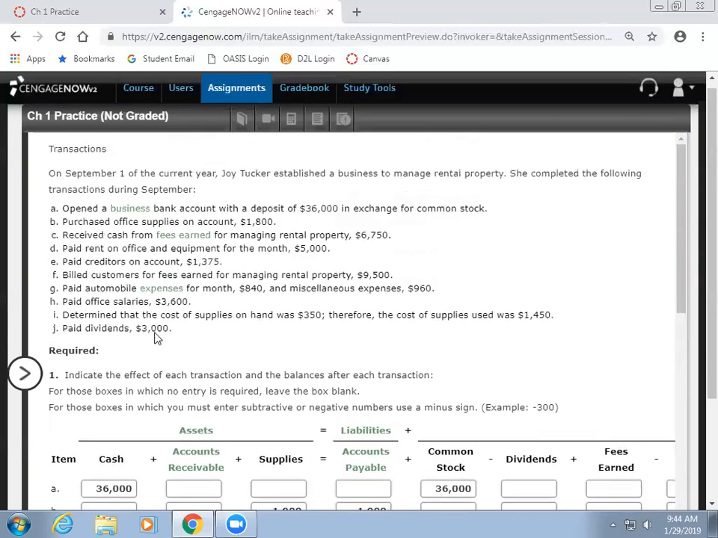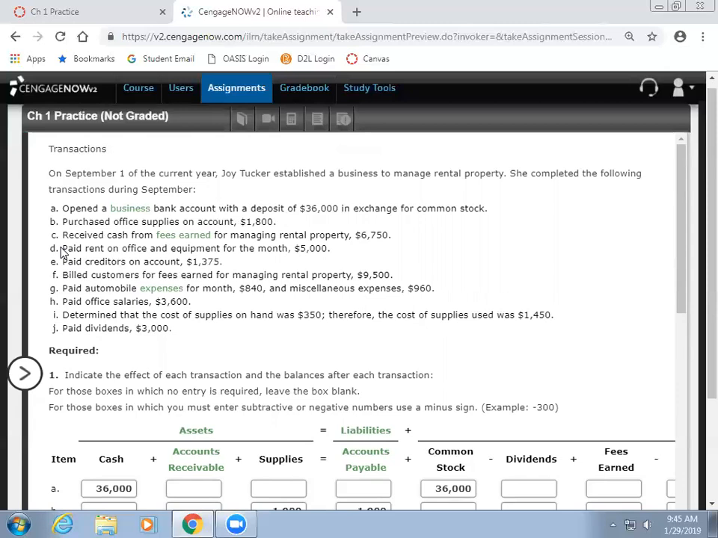All right, let's look at item C. It says received cash from fees earned for managing rental property of $6,750. Well, it tells us received cash, so that part's pretty easy, right? We know, okay, cash is increasing. We received cash from fees earned for managing rental property. So what other account is being affected there besides cash? Fees earned. Fees earned, very good. And fees earned is a revenue account. That's just what they call our revenue.